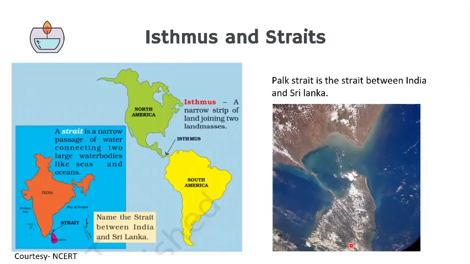Isthmus and Straits. It is given in the NCERT book. A narrow strip of land joining 2 land masses is called an isthmus. A strait is a narrow passage of water connecting 2 large water bodies like seas and oceans. Name the strait between India and Sri Lanka. It is the Palk Strait. So the Palk Strait is the strait between India and Sri Lanka. It is very easy.